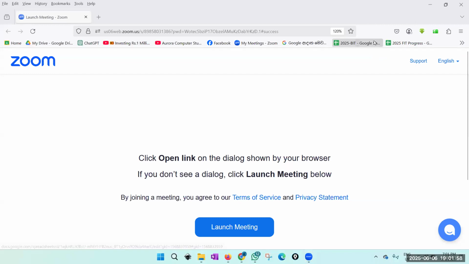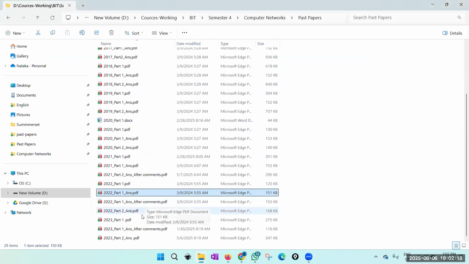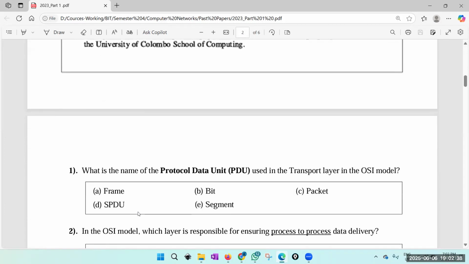Good evening. Right, so we'll go through the past papers, the MCQs first, okay? We are going to go through the past papers of computer networks. We'll start with the latest available, which is the 2023 paper one. Then we'll move on to 2022 and backward, okay?